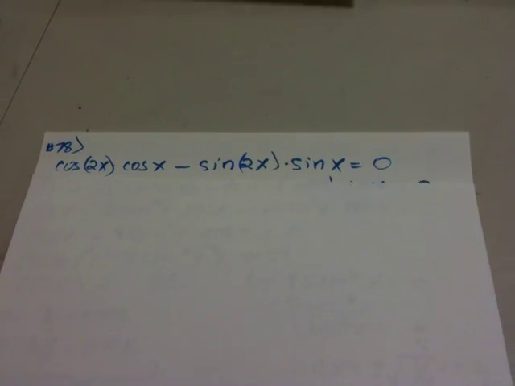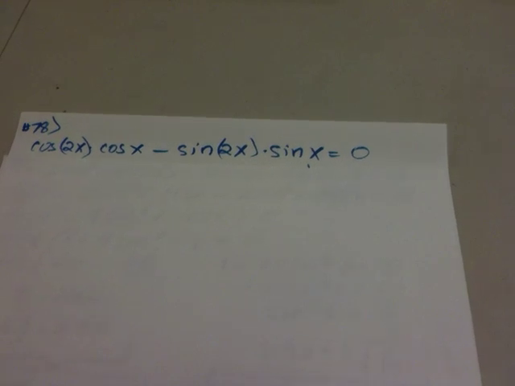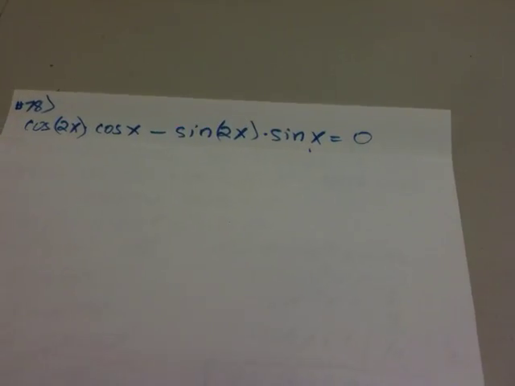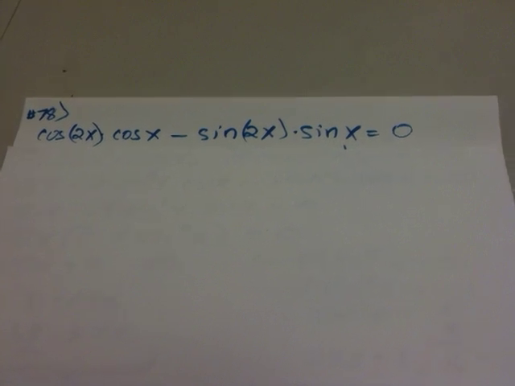Okay, here comes the next problem. For the second problem, I chose problem number 78, which is cosine of 2x times cosine x minus sine 2x sine of x is equal to 0.